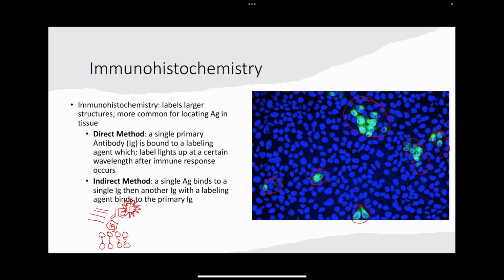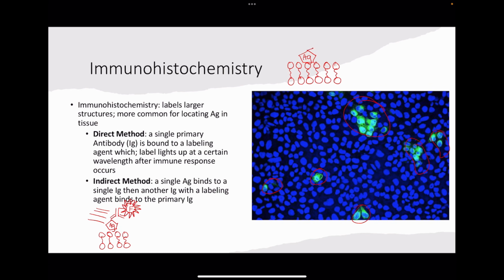Now in the indirect method, we're not using one antibody, but we're using two. So once again, we're going to take our tissue sample over here. And this method is a little bit more special because you can use many different labeling agents and you can have different outcomes. So once again, here is our antigen on that tissue.